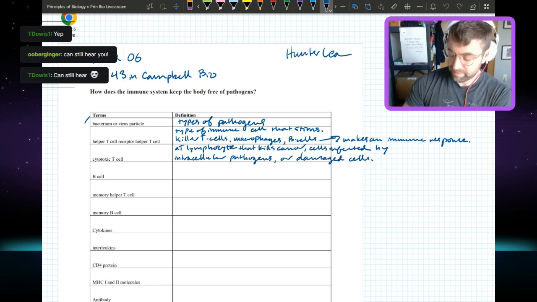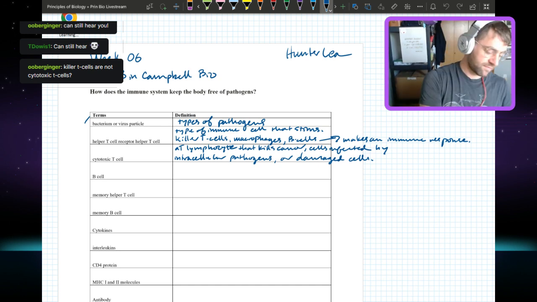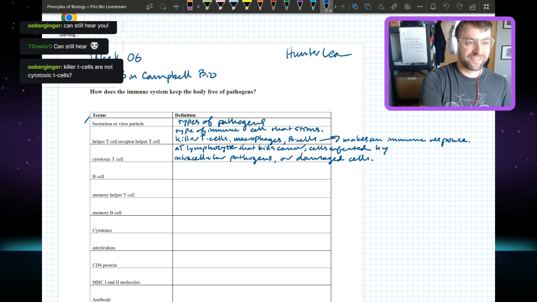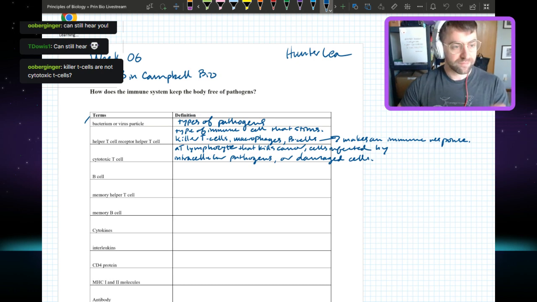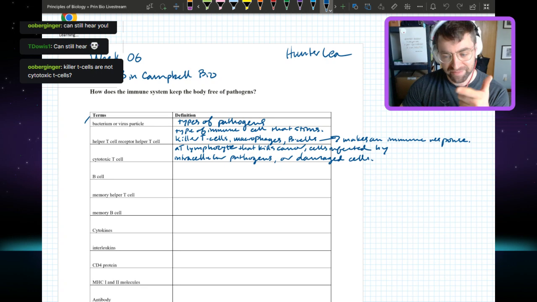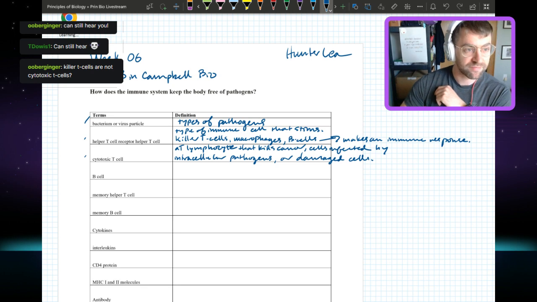So let's see. Question, killer T cells are not cytotoxic T cells. Are cytotoxic? We're going to Google this one because I don't want to lead you astray. A killer T cell is a type of white blood cell and a type of lymphocyte, also called cytotoxic T cells. They are one and the same. It's a good catch. All right.